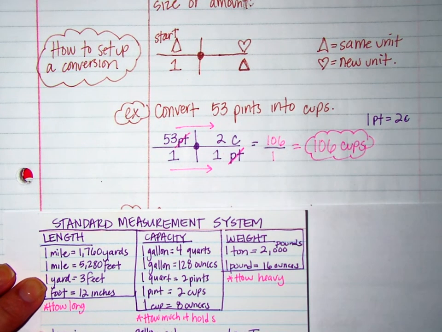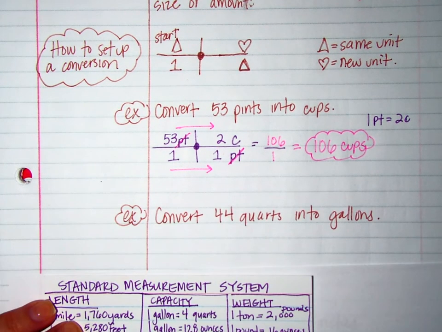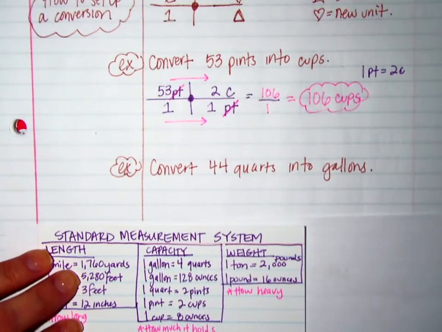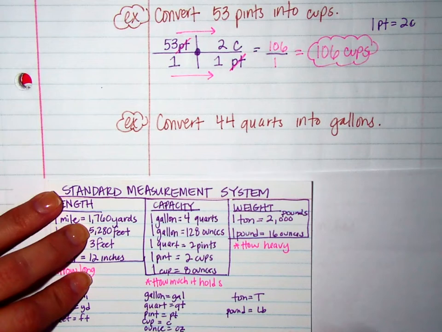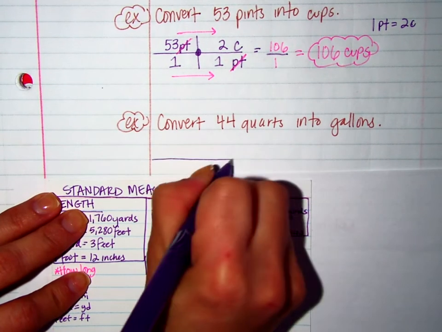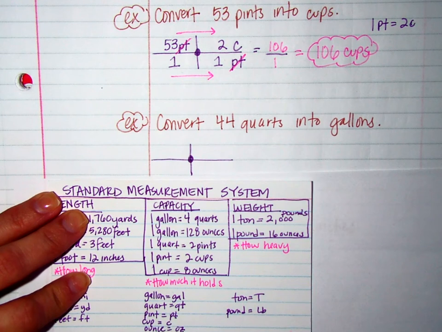So that's all there's to it. We're going to do a few more. The next one is convert 44 quarts into gallons. Same idea. We're going to build our two fractions. Okay? Remember, we're multiplying. And we're going to write down what we're starting off with.